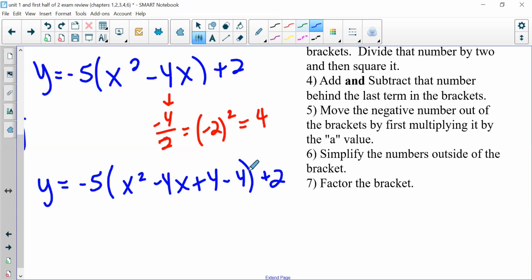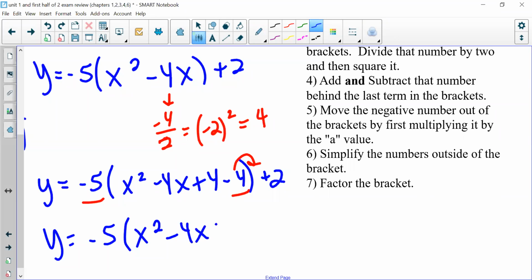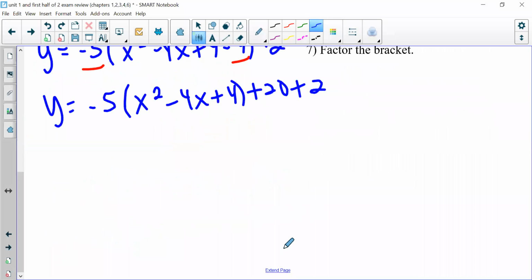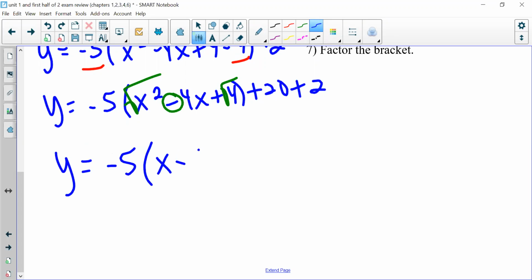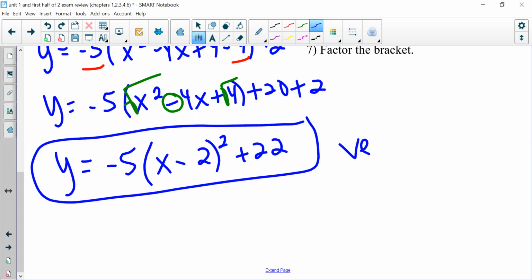So you're going to bring the negative 4 outside of the bracket, but you're going to multiply by negative 5. Good. And you're going to bring it over beside positive 2. Good. So what is negative 4 times negative 5? Positive 20. Fantastic. Now all I have to do is factor the bracket and simplify outside. Nice job, Matthew. So you square root x squared, which is x. And then you're going to have a negative sign, and the square root of 4 is 2. Good. And what's 20 plus 2? 22. Fantastic. Where's my vertex? Your vertex is positive 2 and positive 22.